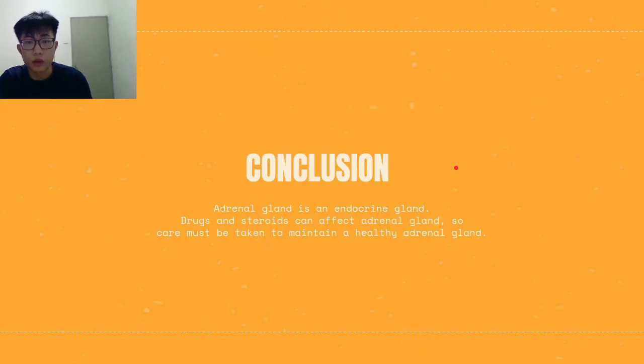So in conclusion, the adrenal gland is an endocrine gland that basically controls the level of hormone in your body for certain functions. Drugs and steroids can affect the adrenal gland, and it may cause certain diseases such as Cushing syndrome and Addison disease. So care must be taken by us to maintain a healthier adrenal gland to lead to a better and healthier life.